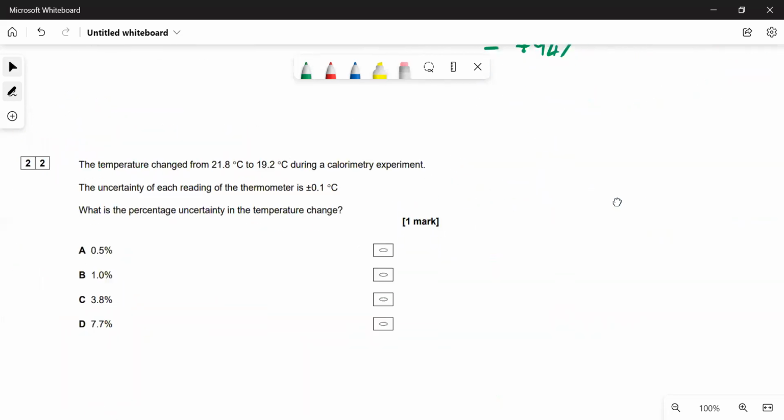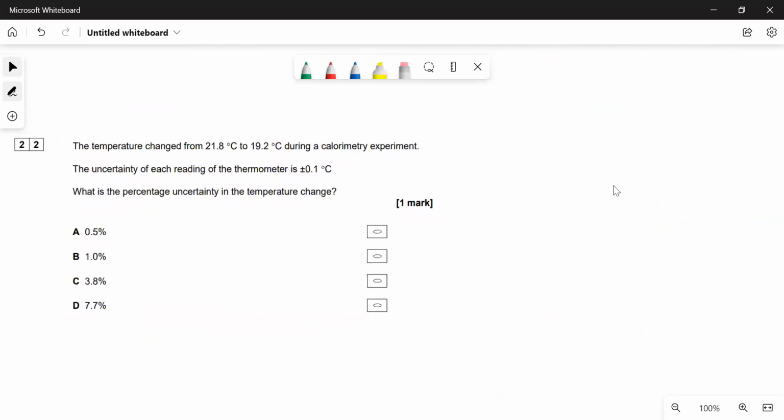Okay, so here's a question about errors in a calorimetry experiment. The temperature changed from 21.8 to 19.2. So I'm going to work out delta T there: 21.8 minus 19.2 gives us 2.6 degrees Celsius.